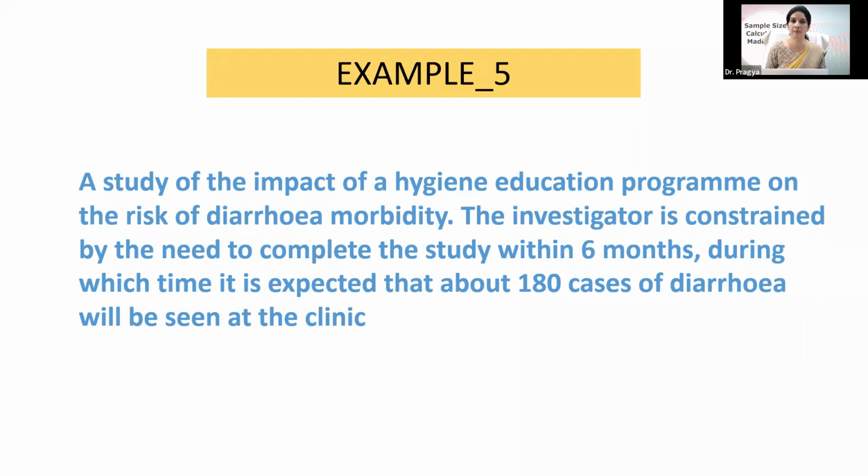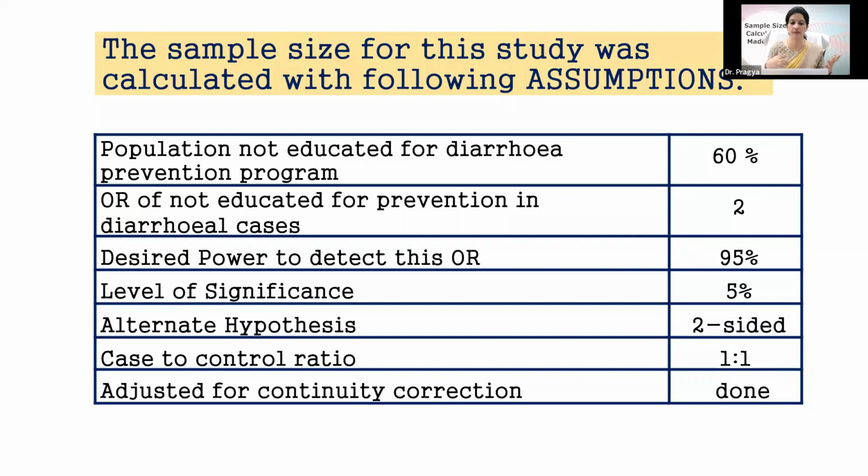And during that period, or maybe if it is record based, you have got a limited number of cases. You cannot expand the number of cases. Why? Because it is record based. In this case, the investigator is expecting that in a 6 month period, he will not get more than 180 cases of diarrhea. But the required sample size, if he has used the sample size with this assumption, like 60% exposure, odds ratio 2, 95% power, 5% level of significance, 1:1 case control ratio.